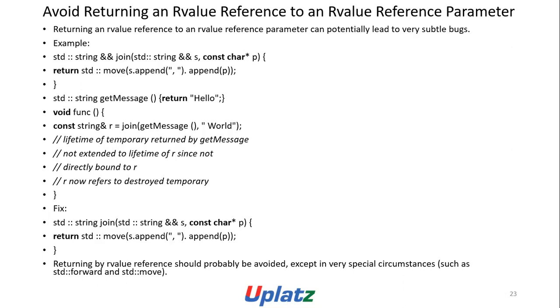Fix: std::string join(std::string&& s, const char* p) { return std::move(s.append(",").append(p)); } Returning an rvalue reference by value should probably be avoided except in very special circumstances such as std::forward and std::move.